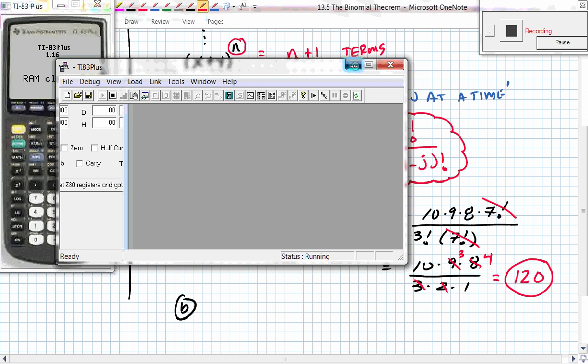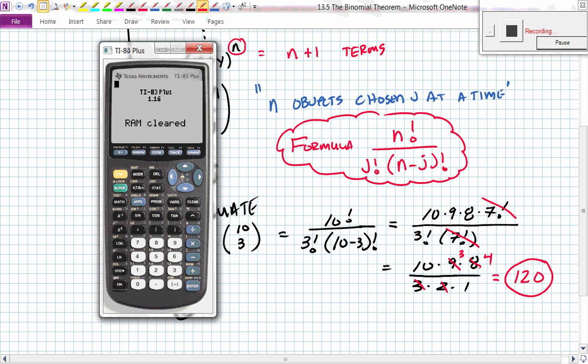Okay, let's close this down. So what we're going to do is try and figure out 10 choose 3. And here's how it works. Calculator's on. We're going to have 10. Punch in 10. Hit the math button.